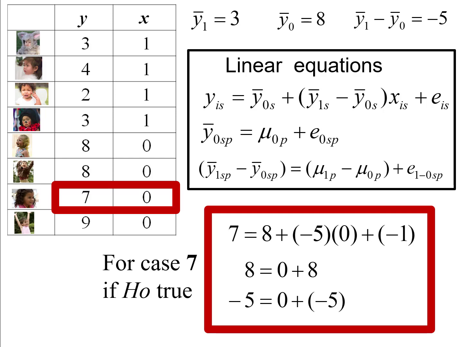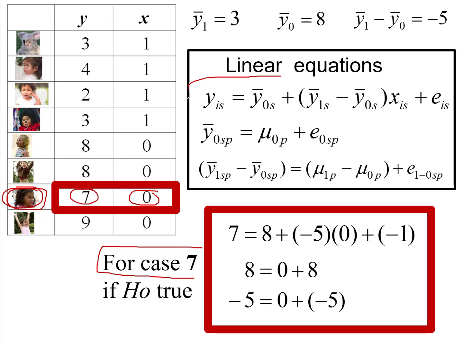Now, what about someone in the control group? How would these equations work if we look at someone in the control group? For example, consider case 7. That's the second one from the bottom here, this person right here. If we look at this person, she got a score of 7 on y, and she's in the control group, so her score on x is a 0.